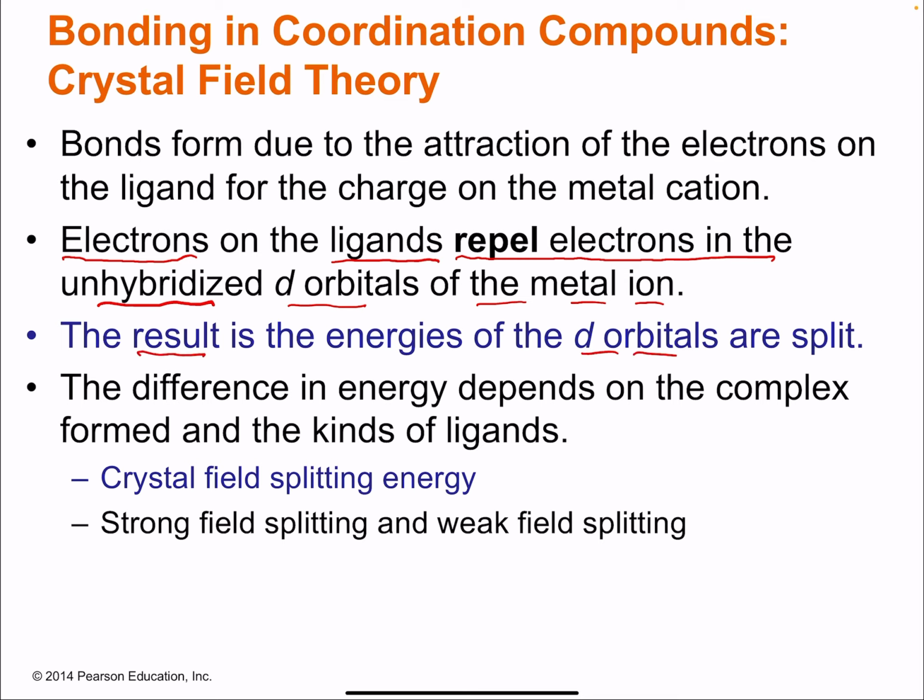The energies of the d orbitals are split. So this is what's important that I mentioned to you last time. And this splitting of the energy is called crystal field splitting energy, and I showed it to you with the symbol delta. And there are ligands that really create a lot of splitting. We call them strong field ligands and weak field ligands. Strong field ligands create strong field splitting, and weak field ligands create less splitting or weak field splitting.